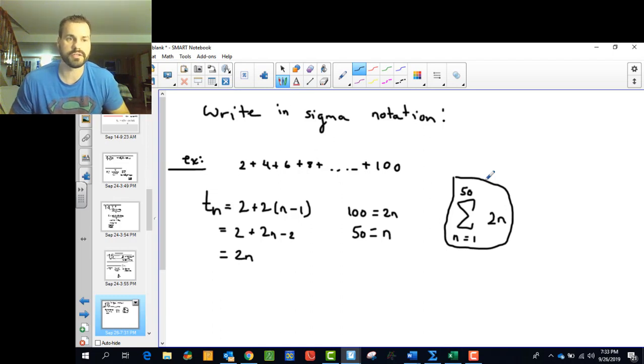So that's the concept of sigma notation in arithmetic series. And then we're going to get into geometric series as well, but that's arithmetic series and sigma notation.